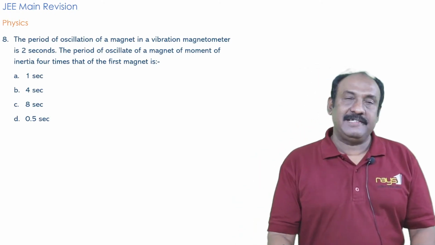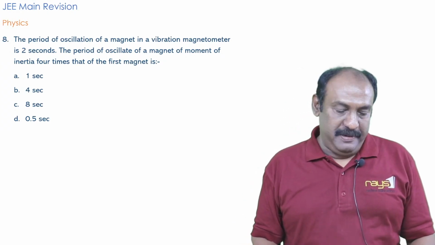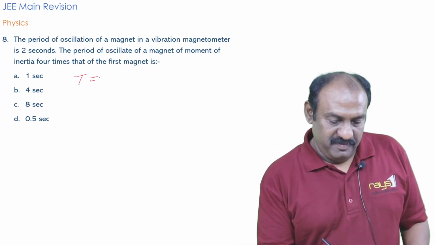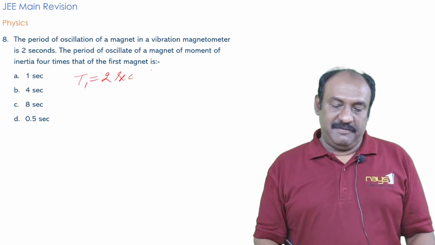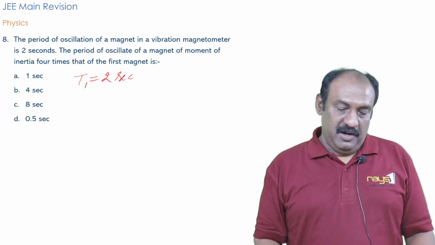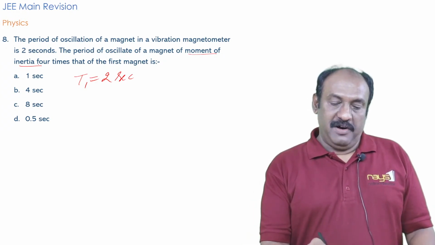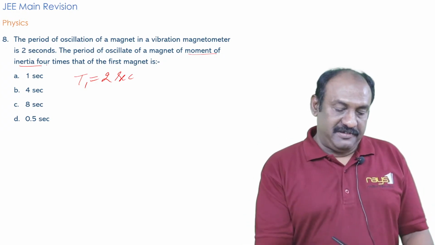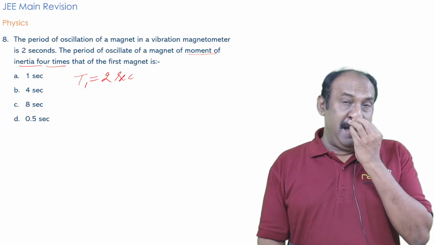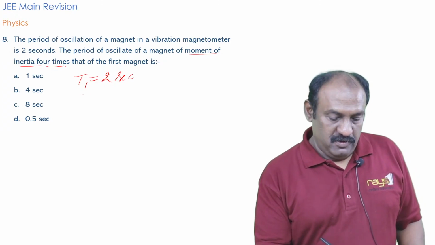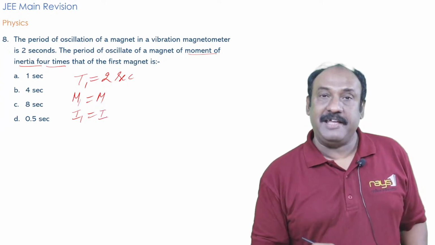Question number 8. The period of oscillation of the bar magnet in a vibration magnetometer is 2 seconds, T1 equal to 2 seconds. The period of oscillation of the magnet of moment of inertia 4 times that of the first magnet. So indirectly here magnetic moment is the same. So M1 is equal to M. Moment of inertia I1 is supposed to be I.